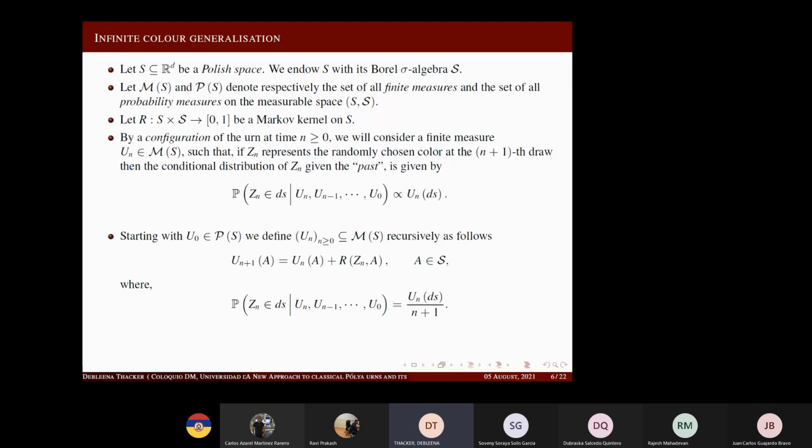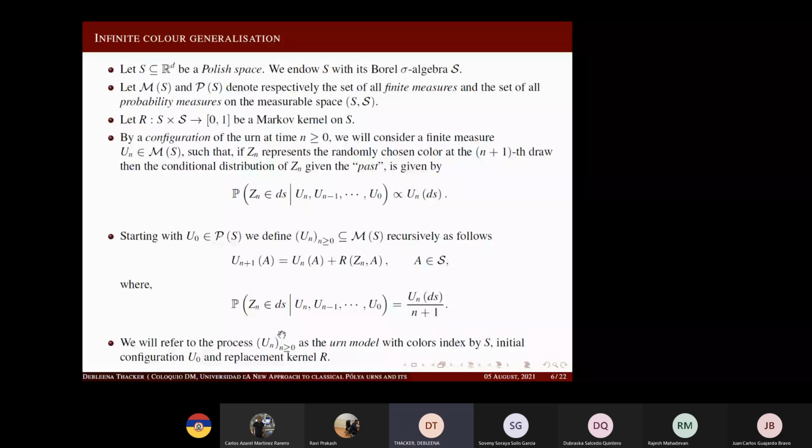So in this case, since R is a stochastic kernel, the normalization of Un is by n plus 1. So we are going to study this quantity Un by n plus 1, which is the configuration of the urn, and which is equivalent to studying this Zn, right? So this will be referred to as an urn model with set of colors S, initial configuration U0 and the replacement kernel R.